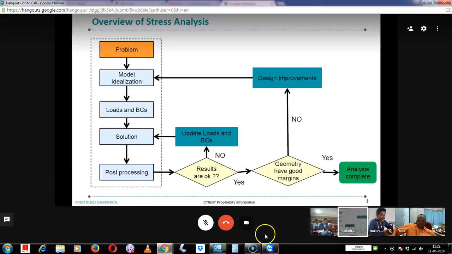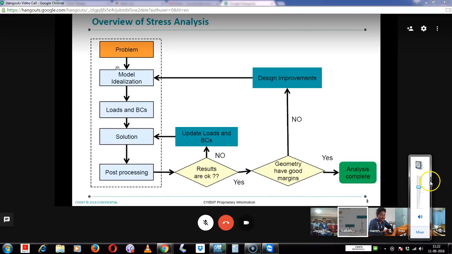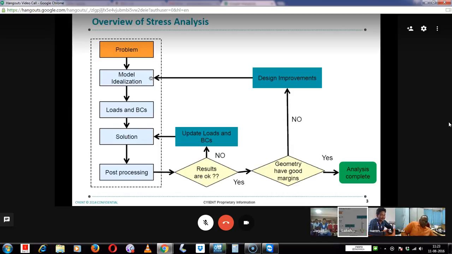Simplify the model so that it is a simple model. At the same time, it has to give an accurate solution. So this model idealization, we started last week. We discussed a few slides. Going forward, also we'll have a detailed discussion. This is a separate chapter.